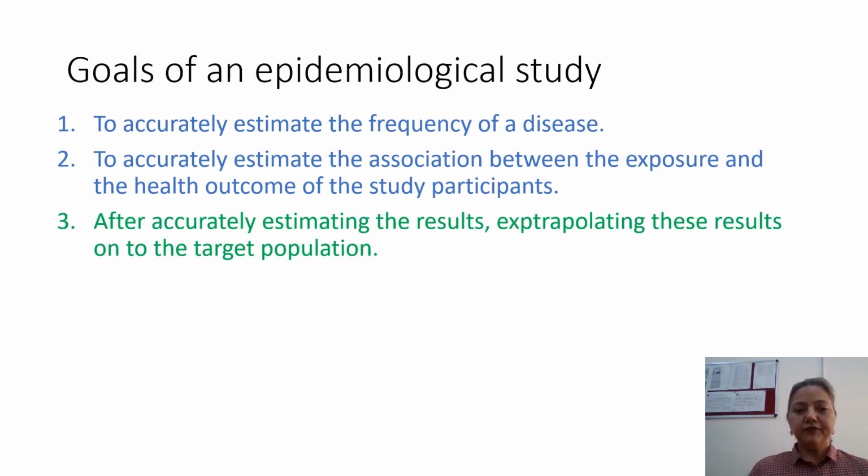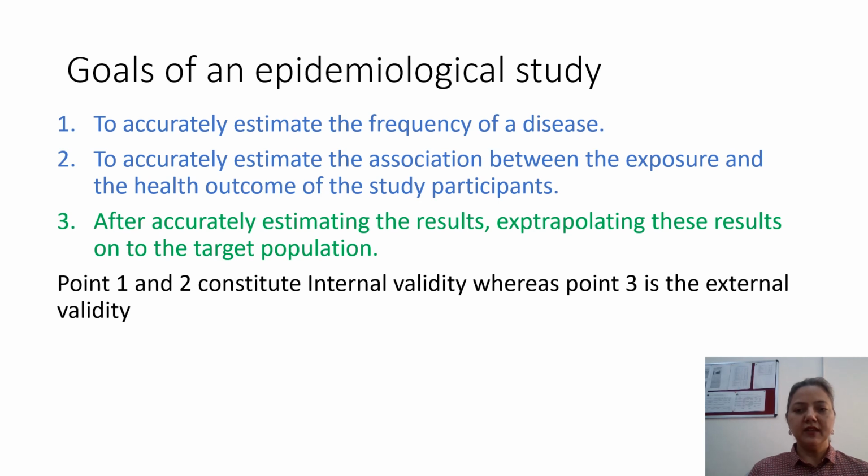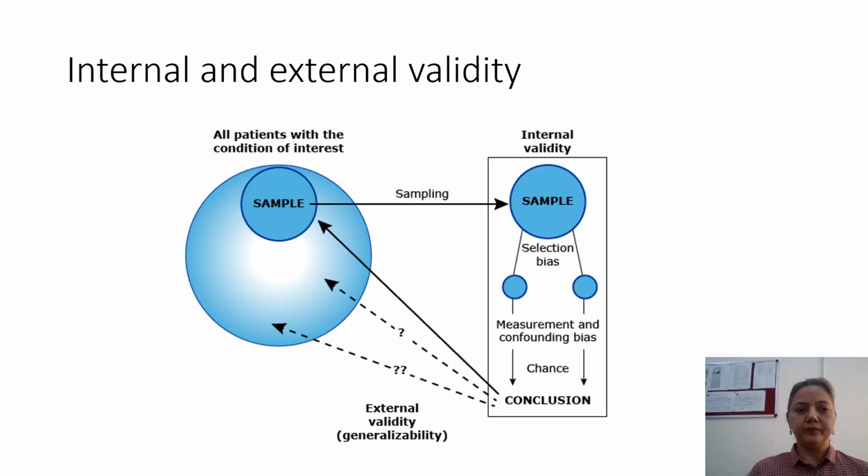And if after getting the results we can extrapolate these results onto the target population, it will be called external validity. So basically validity is of two types, internal and external. If we get accurate results of a study, it will be called an internally valid study, and if those can be extrapolated to the general population or the target population, it will be called an externally valid study.